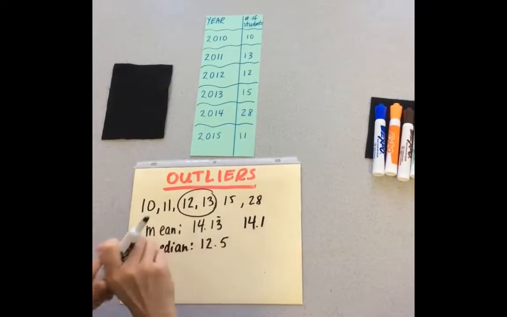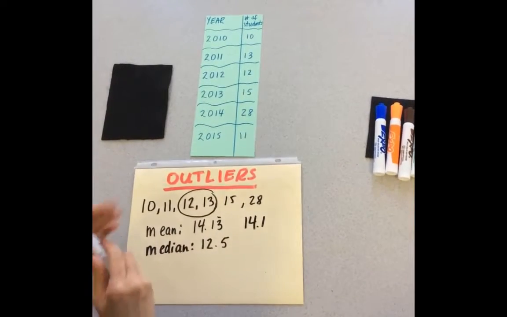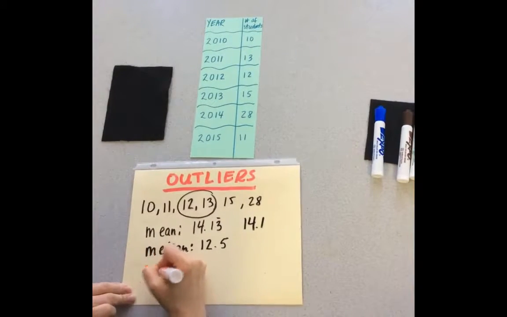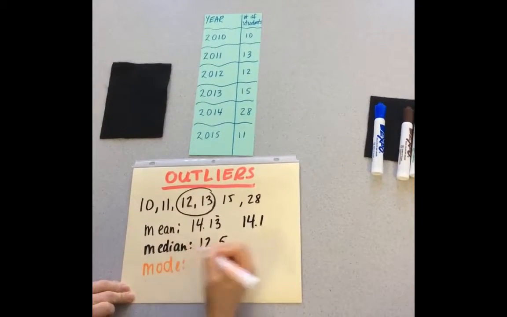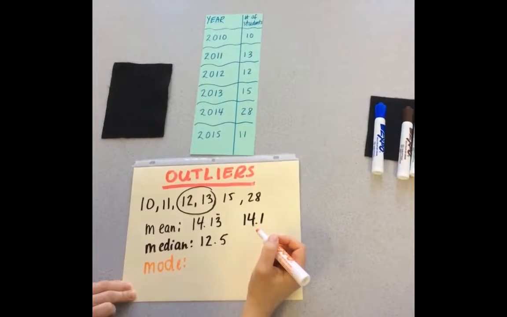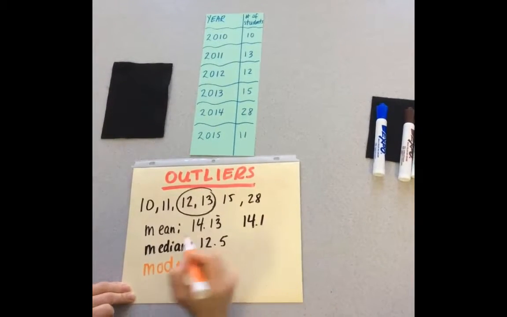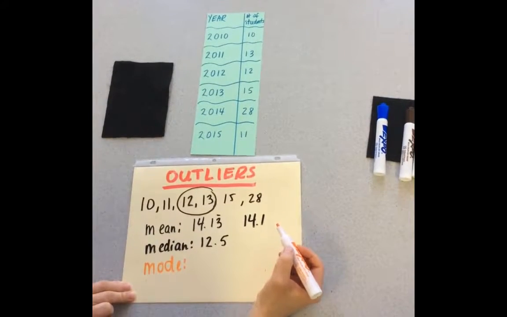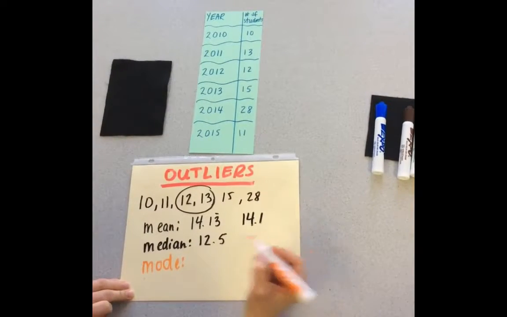Now, let's have a look at the mode. Remember, the mode is the number that appears the most often. In this case, each number only appears once, so there is no mode in this data set.